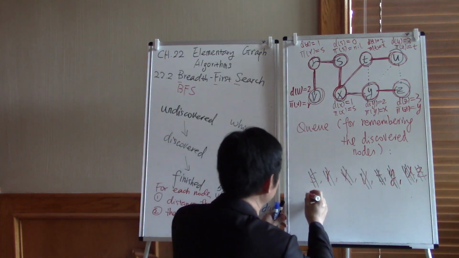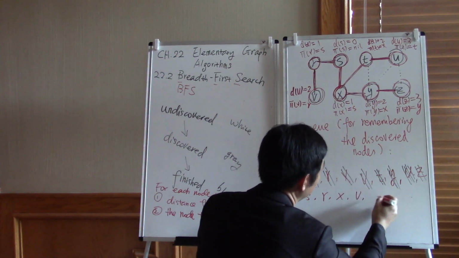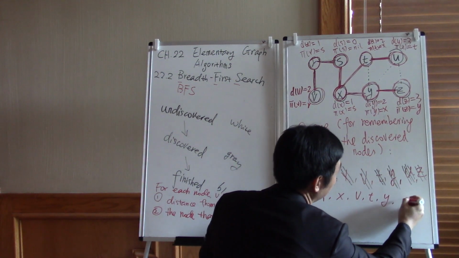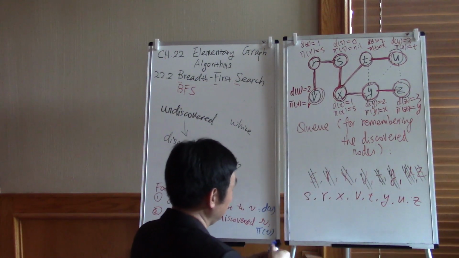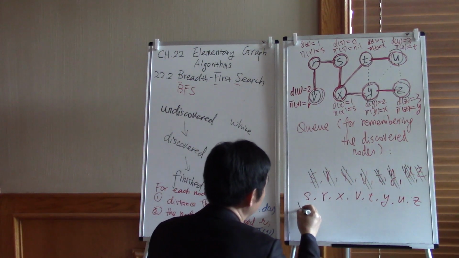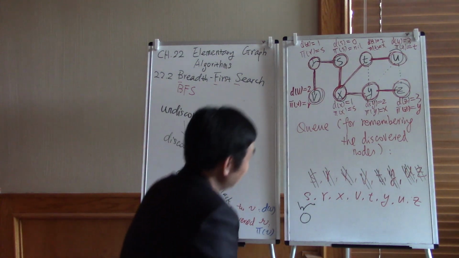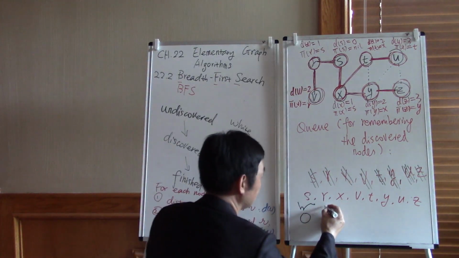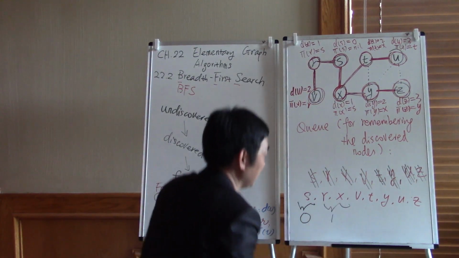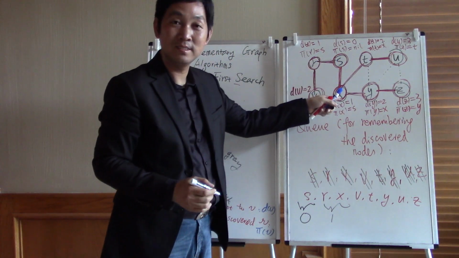So in this queue, first we had S, then we had R, then we had X, then we had V, then we had T, and Y, and U, and Z. So let's see how they are ordered. This node S is the only node which is 0 hop away from S. And then we have R and X, which are the only 2 nodes which are 1 hop away from the root node. So S has 2 neighbors, R and X.